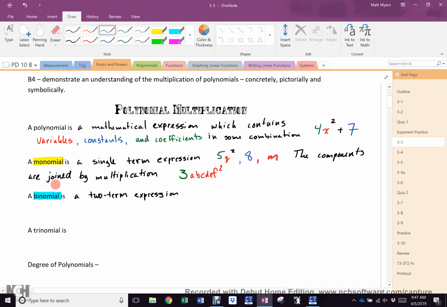So it's a two-term expression like a bicycle. Binomial, bicycle. Two-term expression. Three. No, wait, those are what I'm using. Can I ditch the colors now? Thank you. 3x squared plus 5y squared. Binomial.